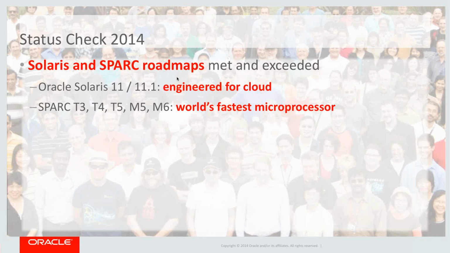We set some roadmaps literally on day one when we announced that the acquisition was closed, and we've beaten those roadmaps, which is pretty unusual. If you've been in the industry for a while, you know that that's kind of unusual. We got Oracle Solaris 11 out the door in 2011. We got Oracle Solaris 11.1 out the door a year later, and we're, of course, working now on Oracle Solaris 11.2.